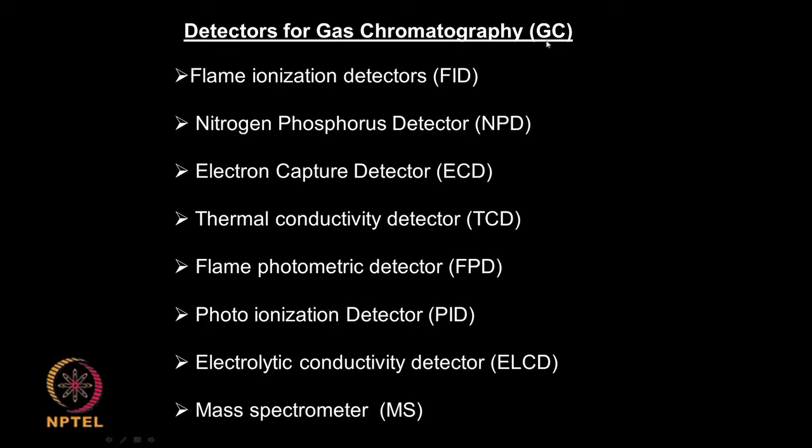Similarly, for gas chromatography, we can have flame ionization detector, nitrogen phosphorus detector, electron capture detector, thermal conductivity detector, flame photometric detector, photoionization detector, electrolytic conductivity detector, mass spectrometer and so on. So, a large number of detectors depending upon the type of compounds you are separating, whether it is ionizable, not ionizable, whether it is UV visible, all those things actually.